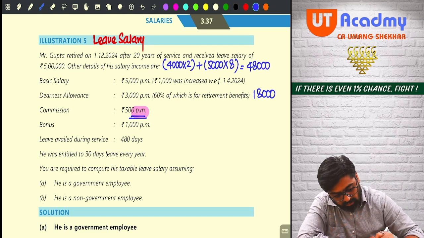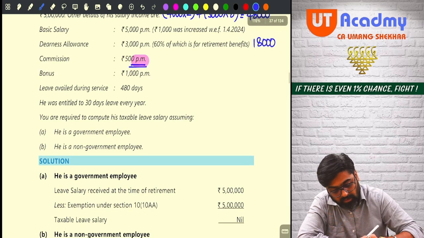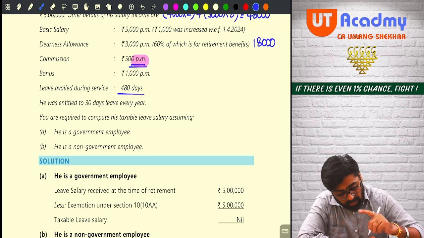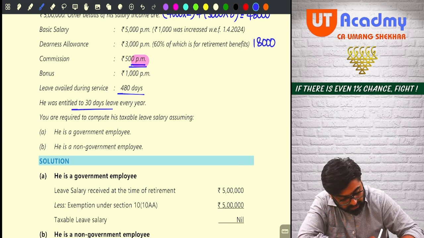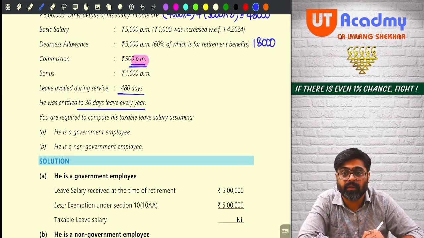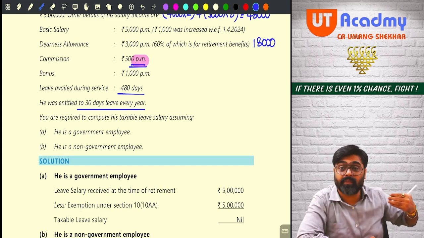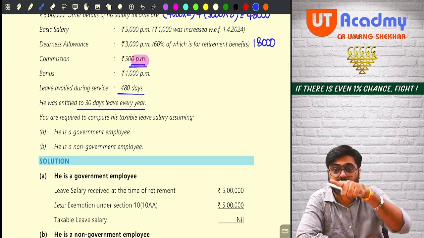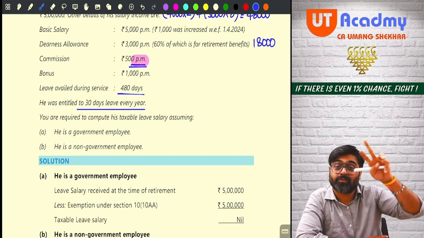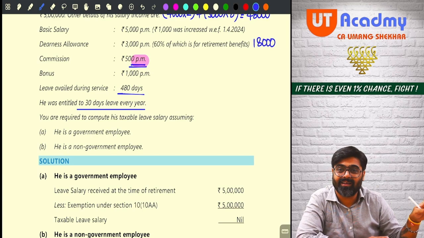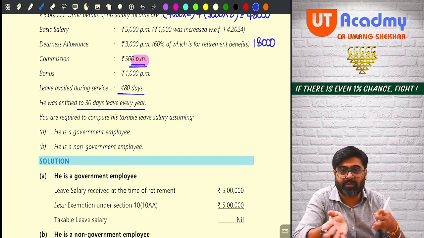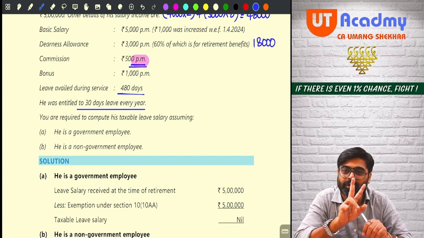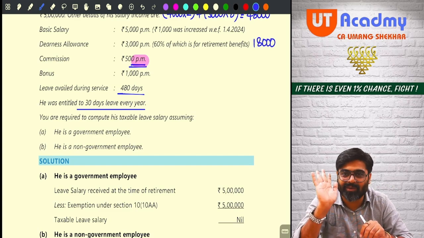Then you are getting bonus also. Leave availed during the service is how many days? 480 days. And your employer was giving you 30 days leave every year. Leave entitlement means the employer was giving 30 days every year. So as per the employer's rule, 30 days is there. As per IT rules also 30 days is there. Whatever leave credit will come, in both cases it will be the same, no? No need to make two calculations, make one calculation only.